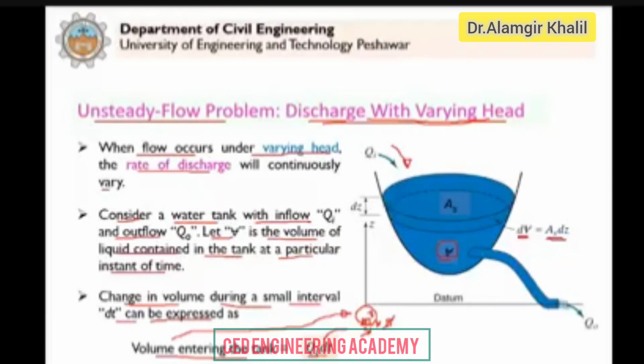We are not saying the volume is increasing or decreasing. No, we are not saying this. What we say is, what is the change in volume? So the change in volume will be equal to the volume entering the tank minus the volume leaving the tank. Qi dt minus Q0 dt, that will be the change in volume.